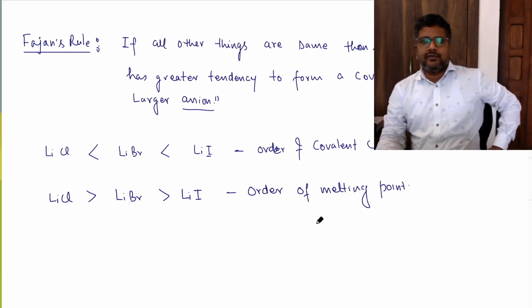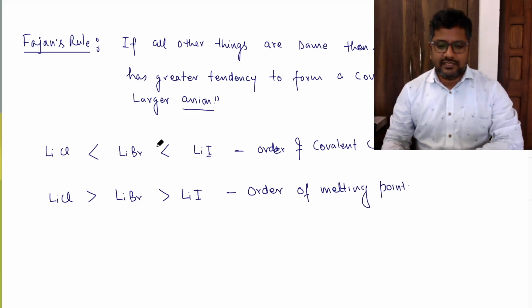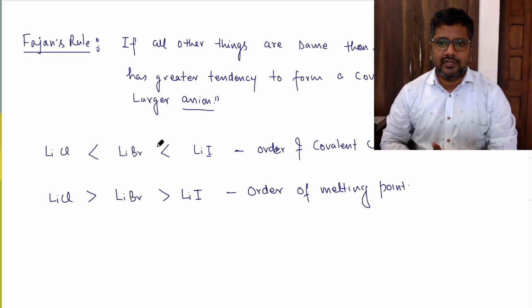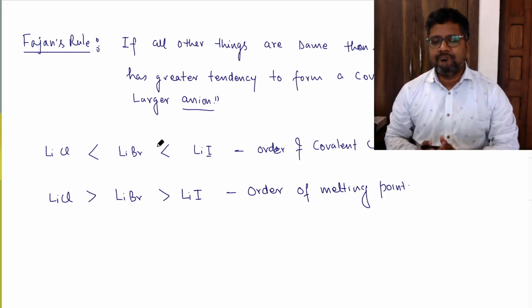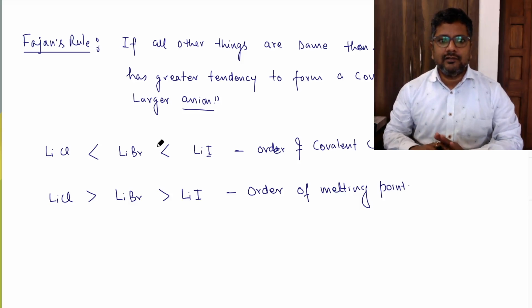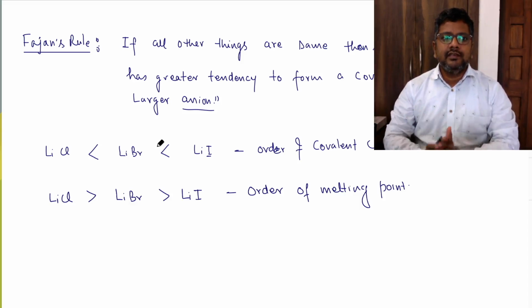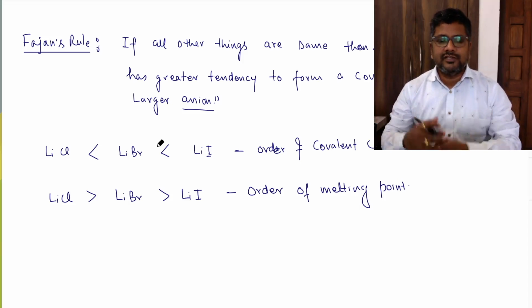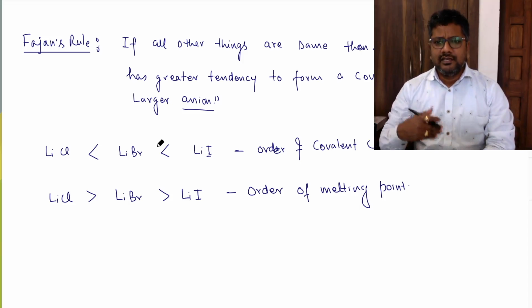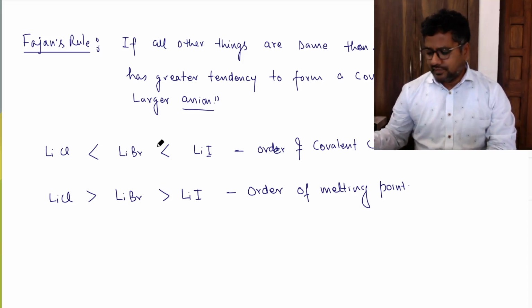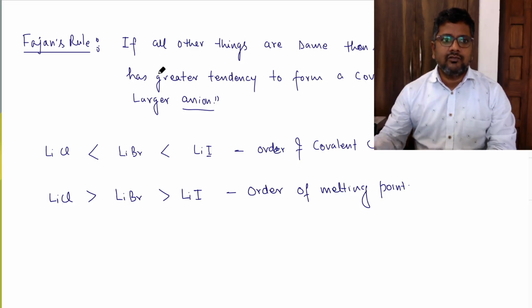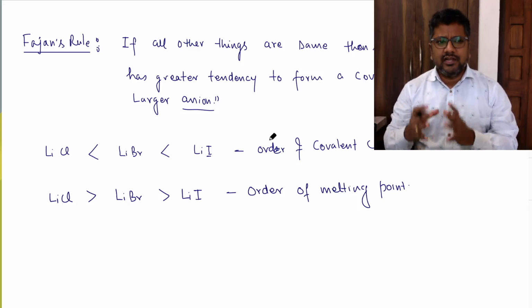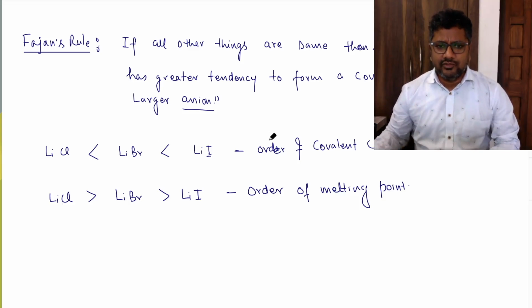So in this way you can use Fajan's rule. One thing I would like to say here: Fajan has not given any quantitative or experimental parameter to measure the covalent character in molecules. This is the reason why this rule is not included in the regular circular of IUPAC. But qualitatively you can use this rule, and it is popular.